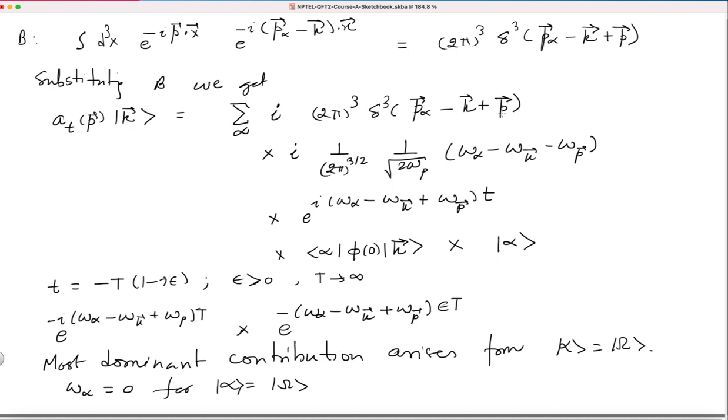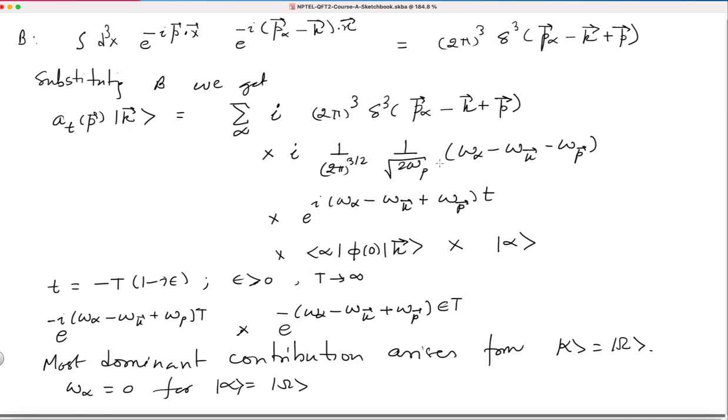And something else, and this is of course the vacuum, and this k will also be forced to be p because of this delta function. So if I put all these things together, I will get, let me write it down.